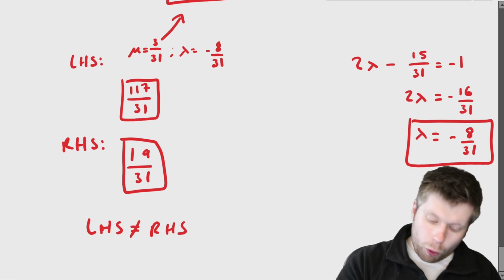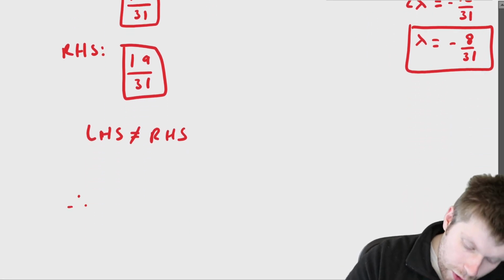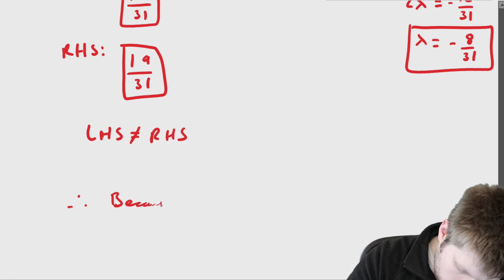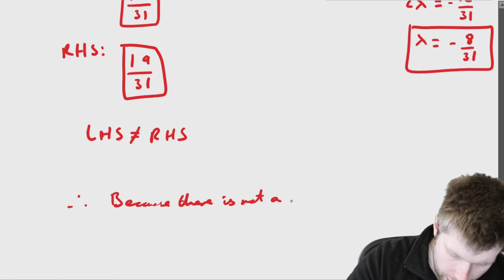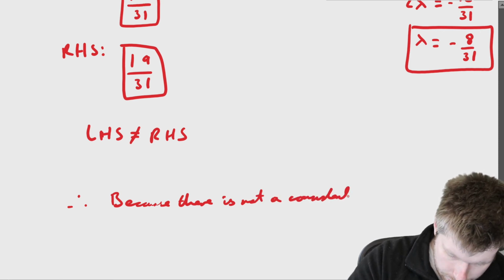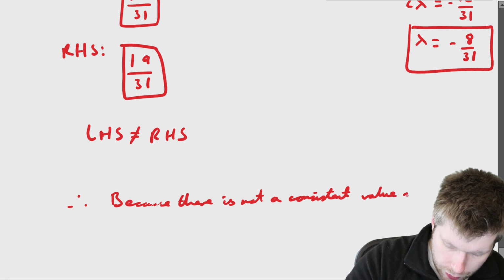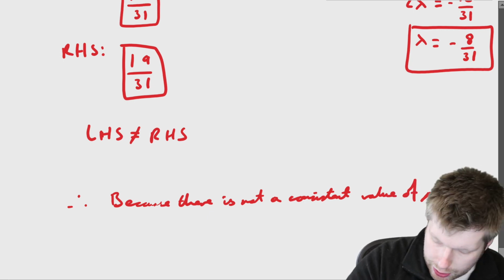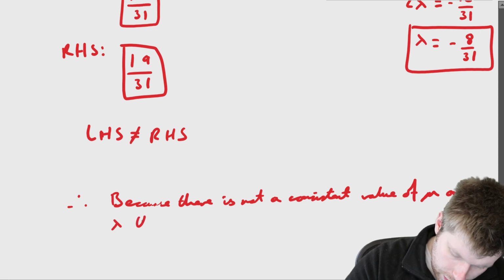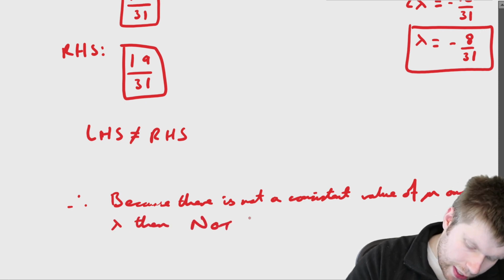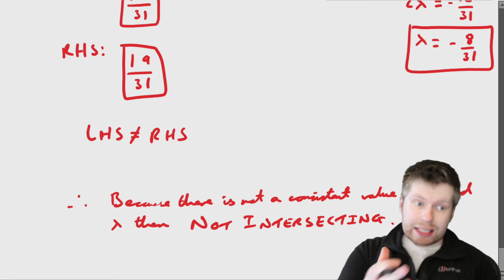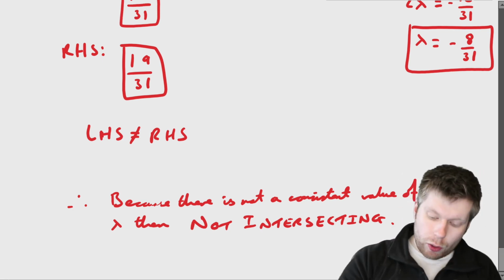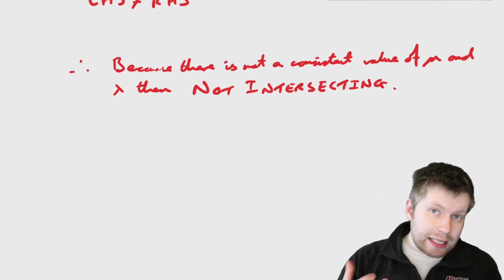Okay? So therefore I can say that because there is not a consistent value of mu and lambda, or values I should say, of mu and lambda, then it is not intersecting. Remember that in order for it to be intersecting, we need to find a value of mu and lambda which work in all 3 equations. In this case, they don't work in all 3 equations, therefore they're not intersecting. Okay? So actually, this is all my work done.